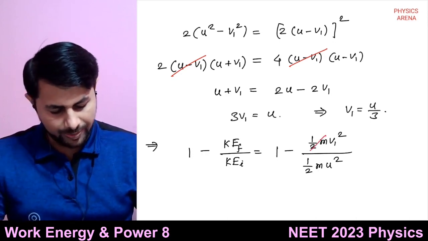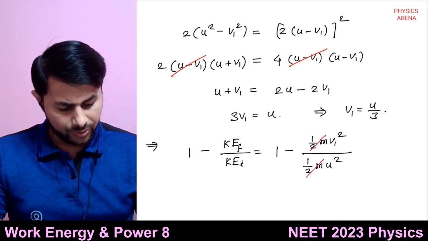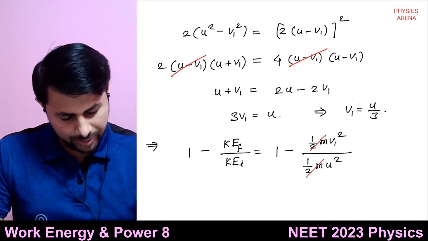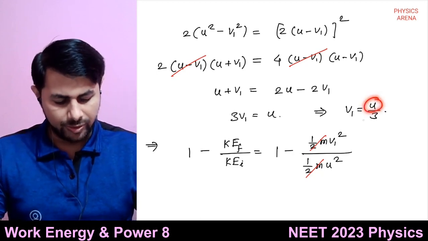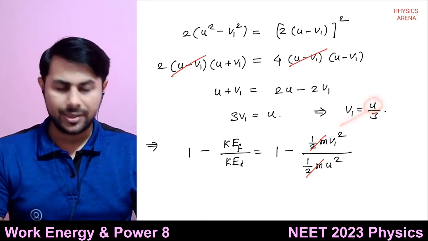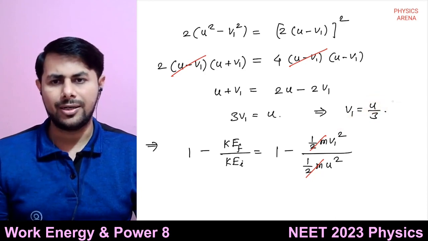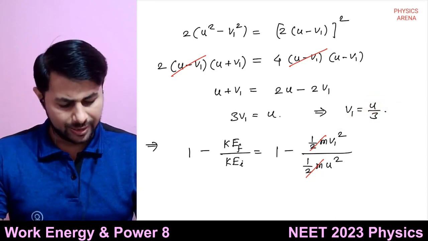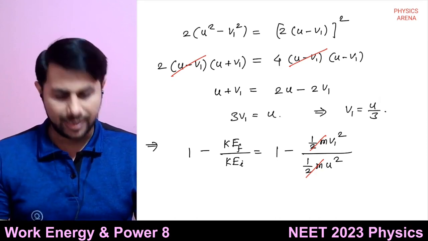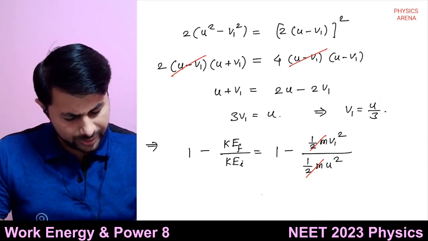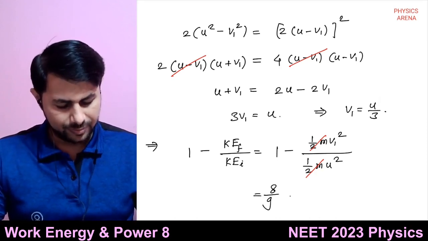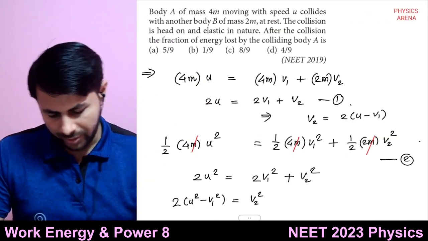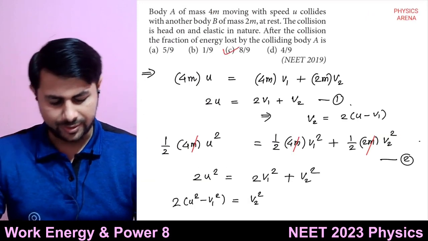So this half m gets cancelled. You have v1 divided by u, whole square. So how much is v1 upon u? v1 upon u is 1 by 3. Square of that will be 1 by 9. And what is 1 minus 1 by 9? It is 8 by 9. So this is the answer. Okay, option C. This is the answer.